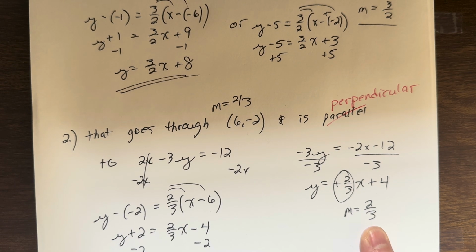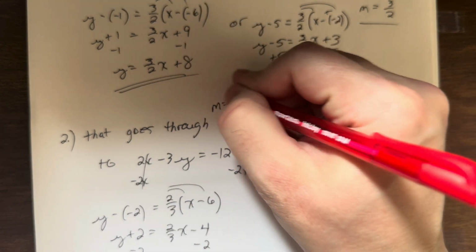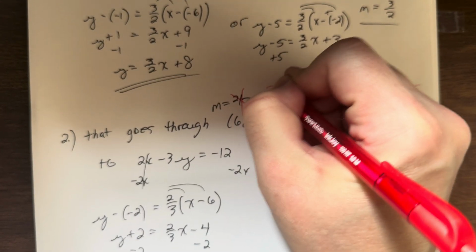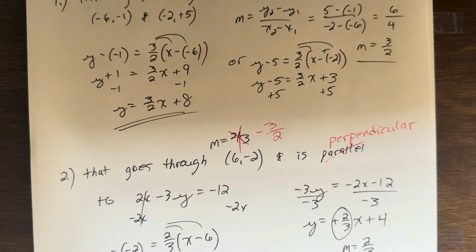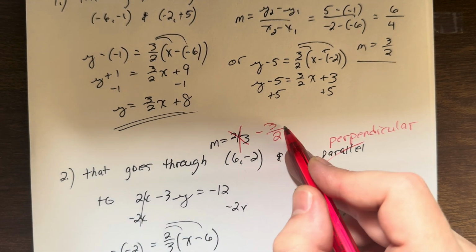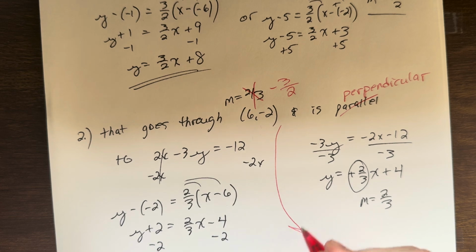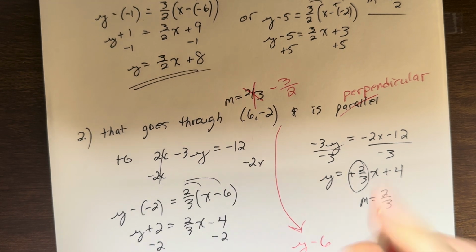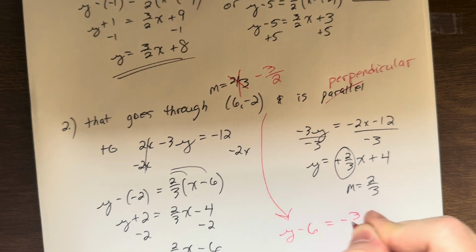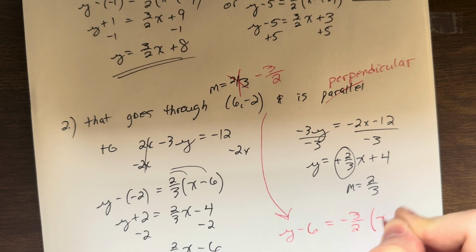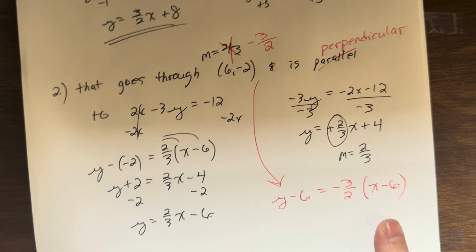But now we'd say our line is perpendicular to this one. So our line would have a slope of -3/2. That's where we're using the negative reciprocal. Point, slope. Now I would just come down here, y minus the y coordinate equals my new slope, -3/2, times x minus the x.